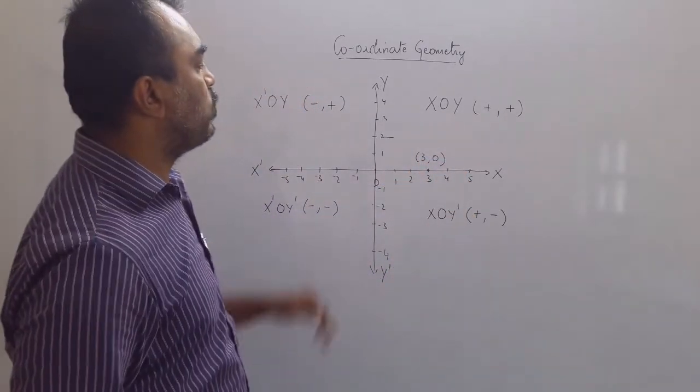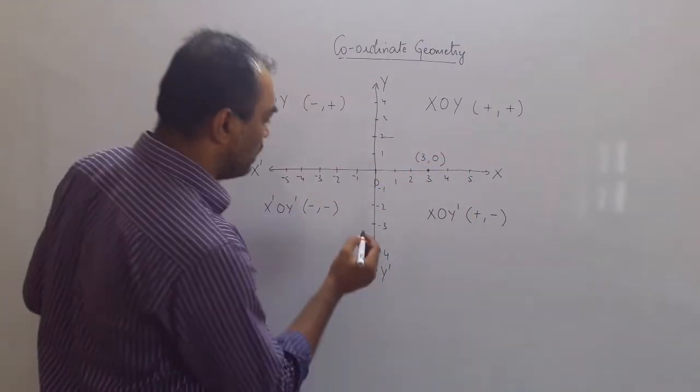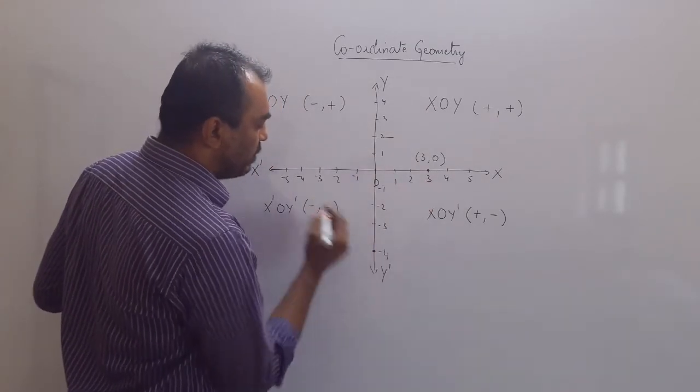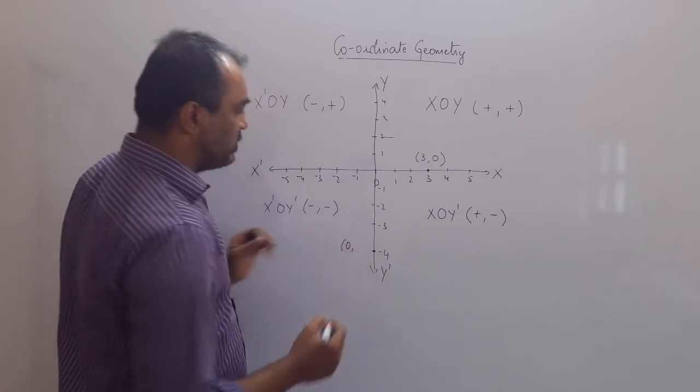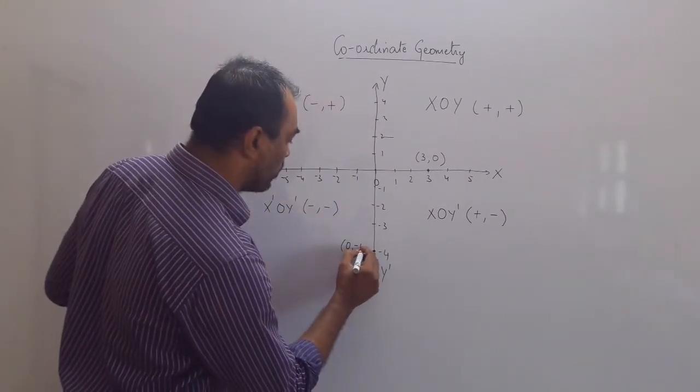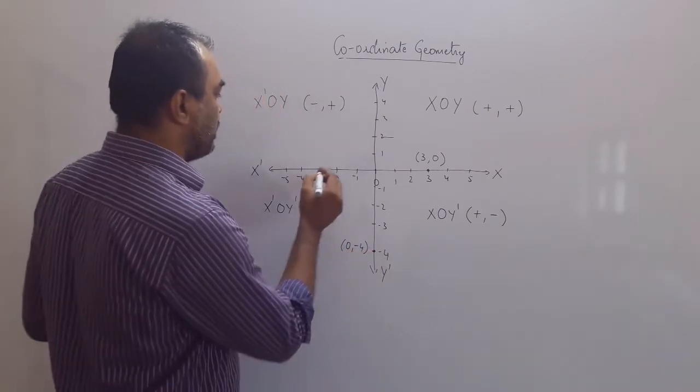Y coordinate 0 means what? Neither up, neither down. Take this point. Neither right, neither left. So x coordinate is 0. Neither right, neither left, but top and bottom, minus 4. 4 to the bottom.